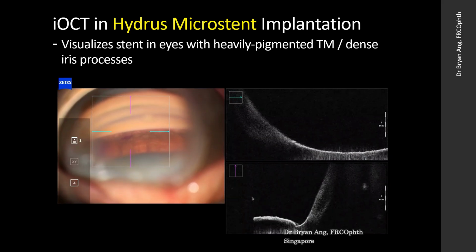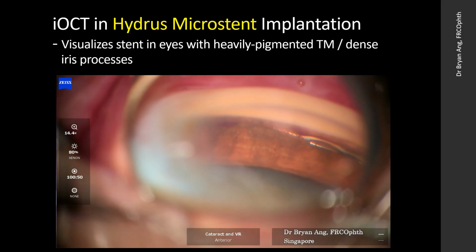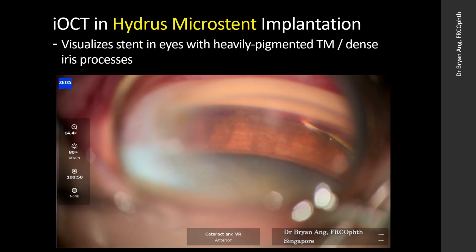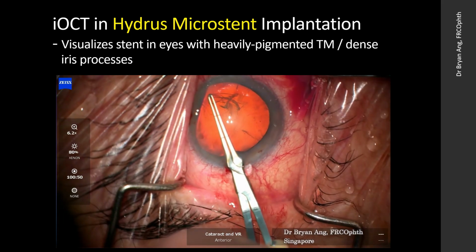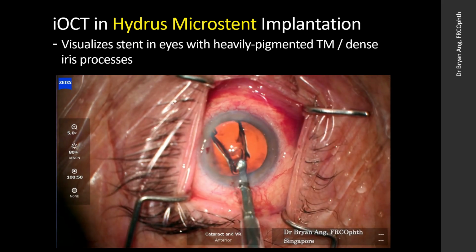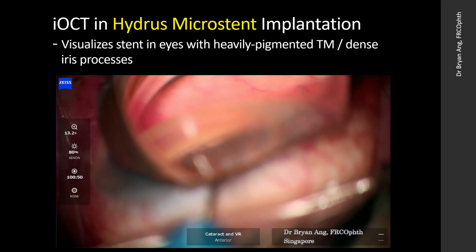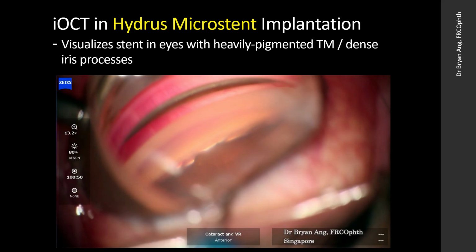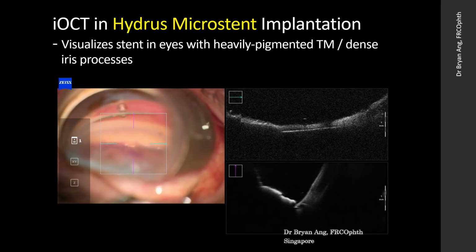I decided then to remove the Hydrus, and in observing the orientation of the stent while removing it, I see that the Hydrus was indeed not placed correctly in the first place. I proceeded with phacoemulsification first, before implanting my Hydrus in the inferior angle, which as you can see was successful, with the visualization of all three windows of the stent in the Schlemm's canal. And this was confirmed, of course, again with the iOCT.